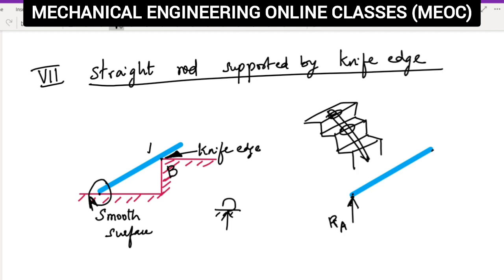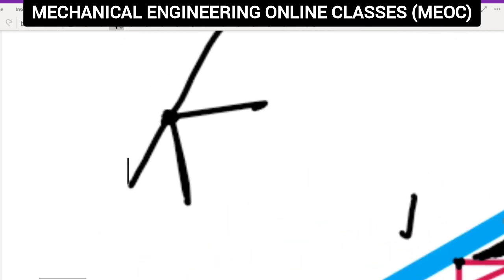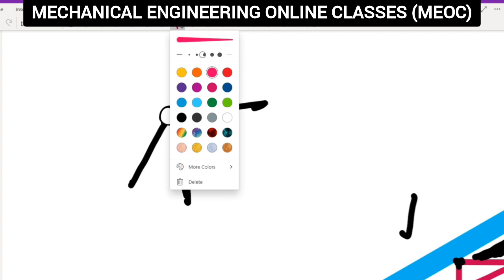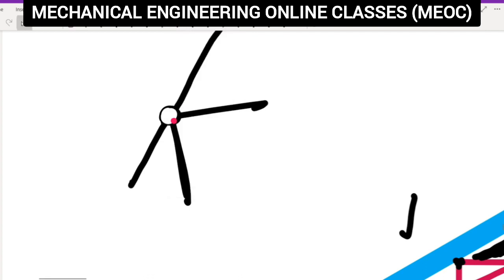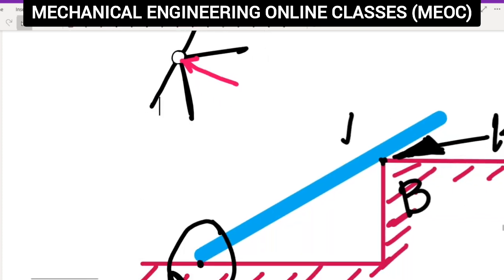Now what about the reaction at the knife edge? The knife edge is like this. The object is like this. So there is a point here at which there is a contact. This particular area is where there is a contact. So where is the possibility of a normal reaction? The normal reaction is perpendicular to the object here, because the contact surface is only a very small one. Because it is a rod, you will have just one point.